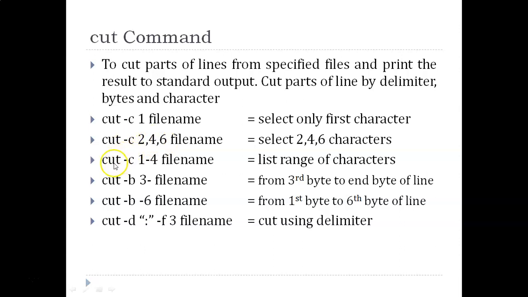So we have cut -c 1-4. This is nothing but a list range of characters. We are trying to cut the range of 1 to 4 characters. Earlier we were cutting the second, fourth, and sixth characters, but here we are trying to cut a range of characters. So let us look into this example and try to understand it.